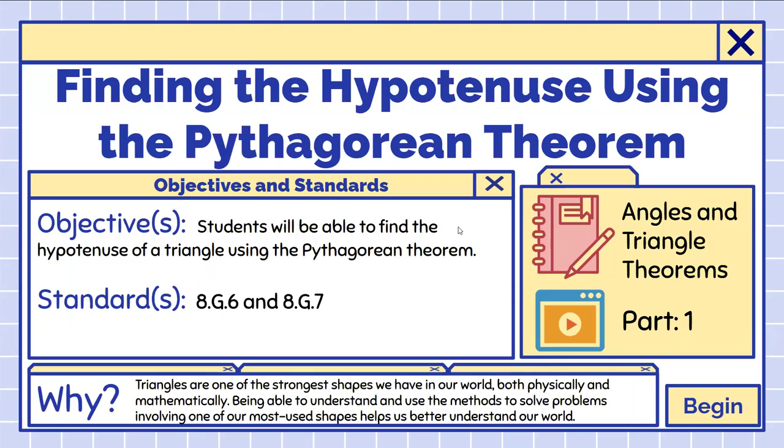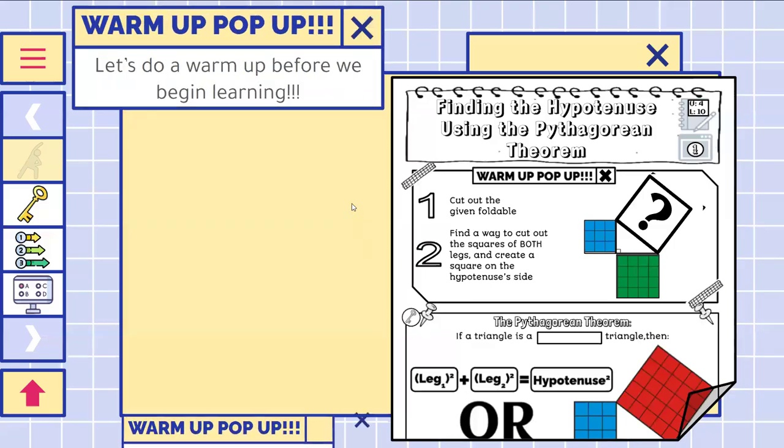The reason we're working so much with triangles is because, as has been said previously, triangles, both mathematically and physically, are literally one of our strongest shapes. Non-exaggeration, it genuinely is why it's used for so much in our building and general construction design work. It's one of our strongest shapes. Being more comfortable working with it and solving problems with triangles just makes us better at interacting with our own world. Let's begin, first with a warm-up.